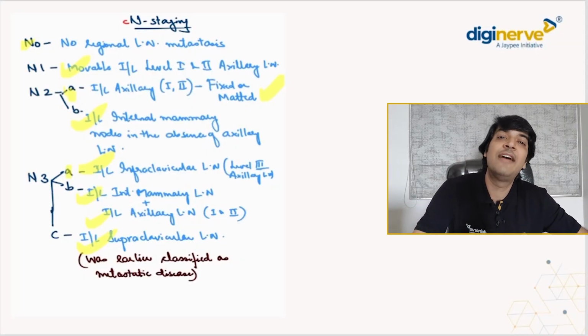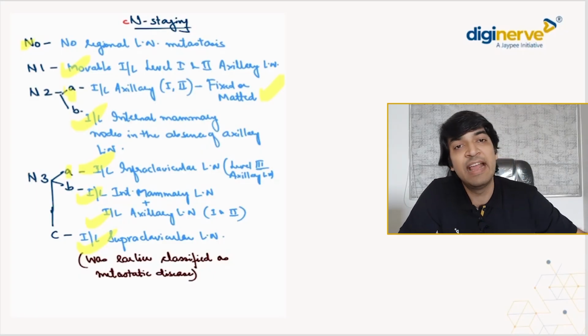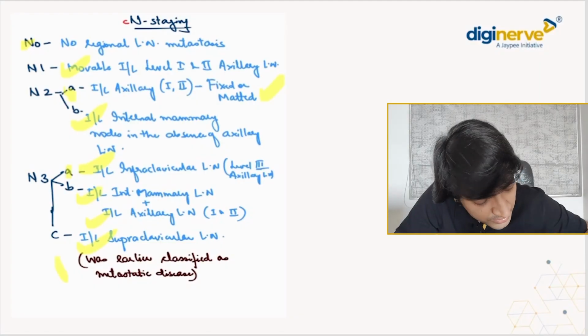अब पहले supraclavicular lymph node involvement को metastatic disease बोलते थे, अब ऐसा नहीं है. It is classified as N3C. This is the change that you need to know about.